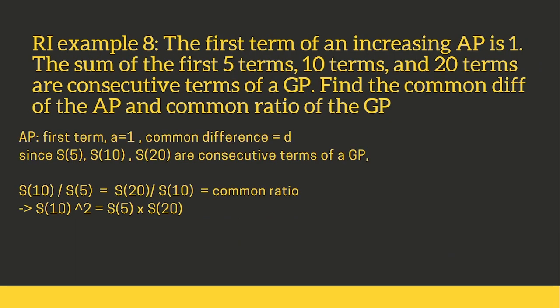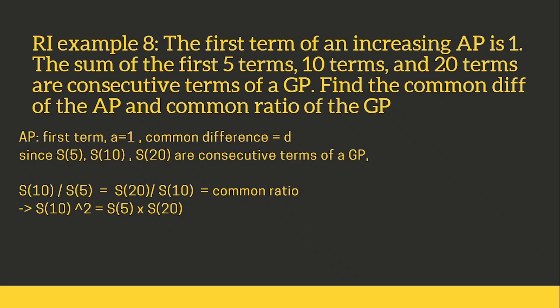Then, for example, the first term of an increasing AP is 1. The sums of the first 5 terms, 10 terms, and 20 terms are consecutive terms of a GP. Find the common difference of the AP and the common ratio of the GP. So, if we lay out all the information, we have the AP, where the first term is a equals 1, and the common difference equals d, whatever the d is.